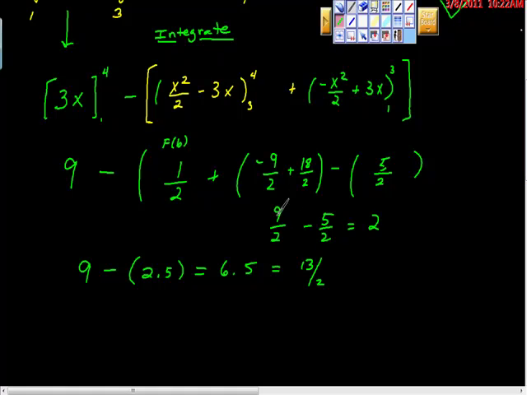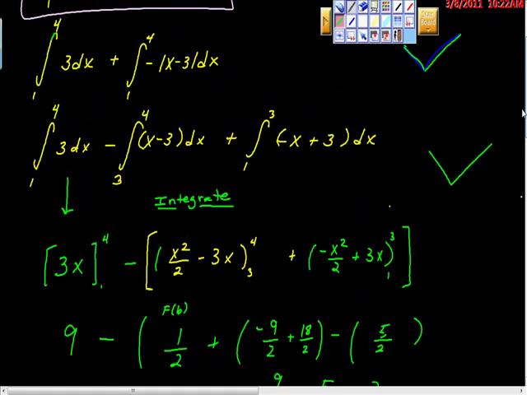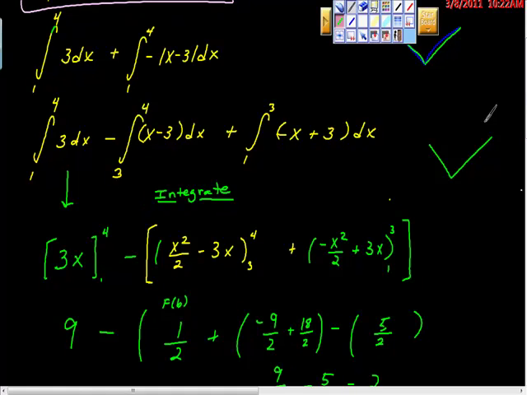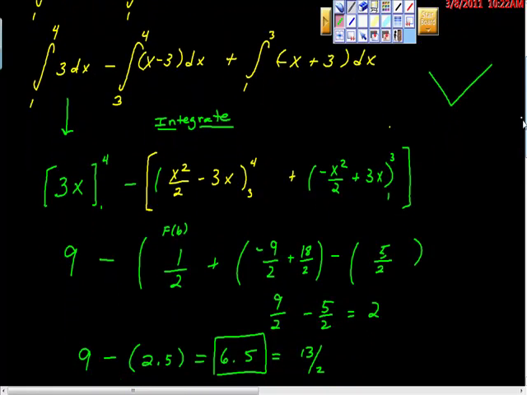When all this simplifies out, I get 9 halves minus 5 halves, which is 4 halves, which is 2, plus this 1 half is 2.5, and 9 minus 2.5 is 6.5. So I think it would be great if you want, let me leave this here for a second. Maybe you can pause the video and see if you can track down through this math, and how I got to the end of this math.